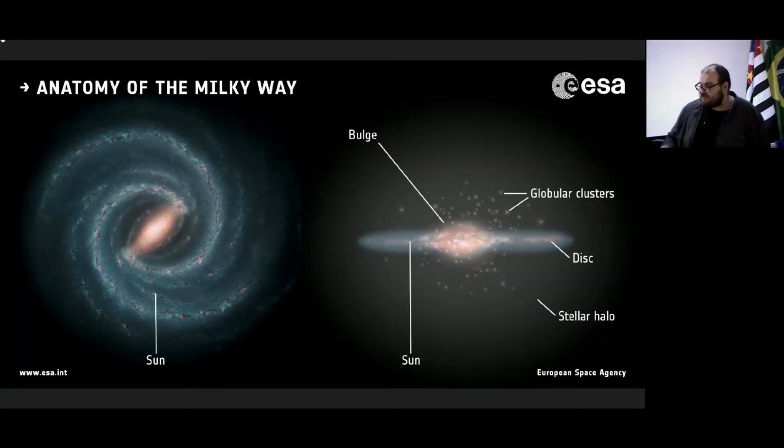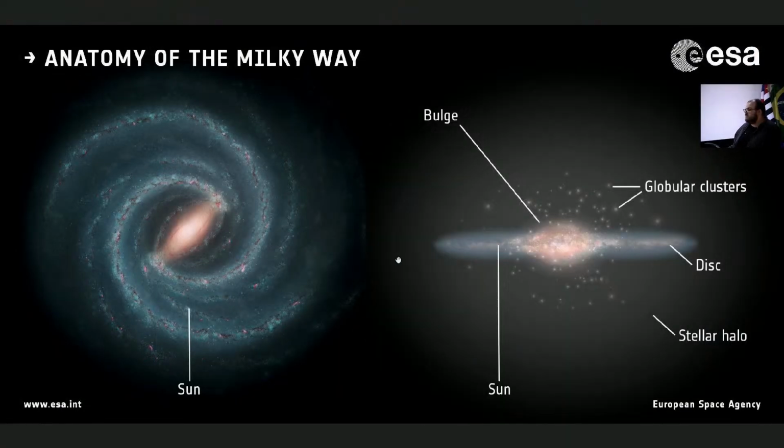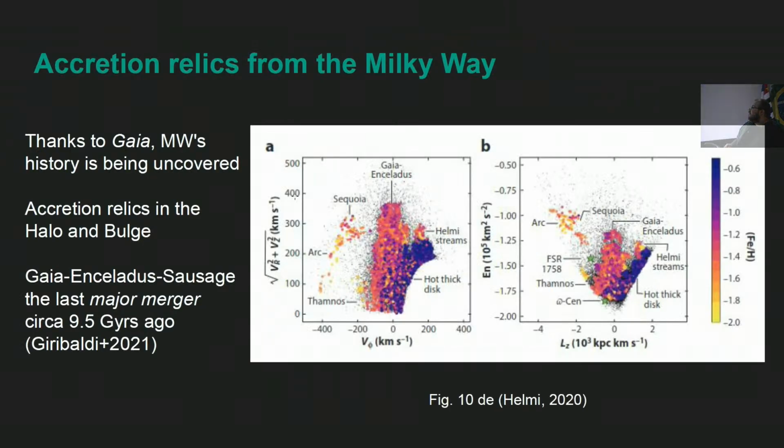As it is about the Milky Way, just to recap, the Milky Way is subdivided into the bulge, the disk, and the stellar halo. Most metal-poor stars are located in the halo, and it's going to be the main focus of the talk today. Metal-poor stars can be accretion relics from an early time of the Milky Way. Thanks to Gaia, the Milky Way history is being uncovered. This is found both in the halo and the bulge, and a little bit in the thick disk.